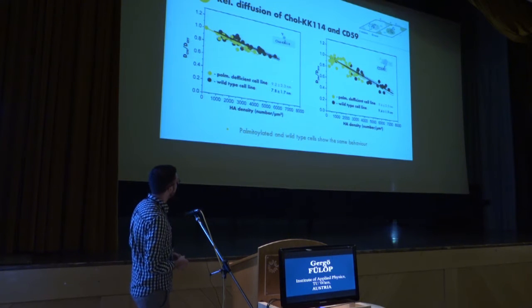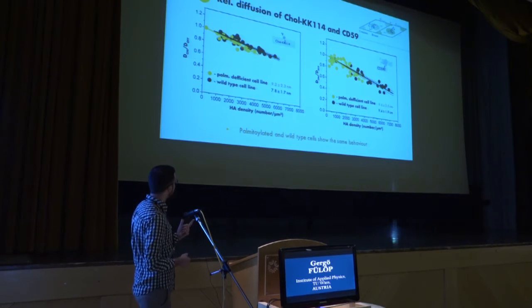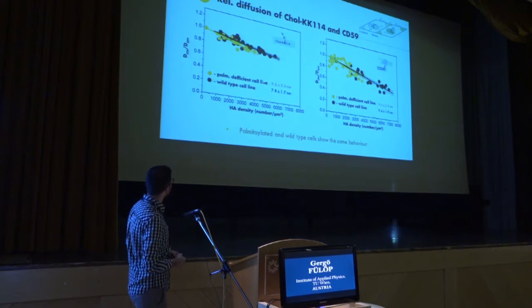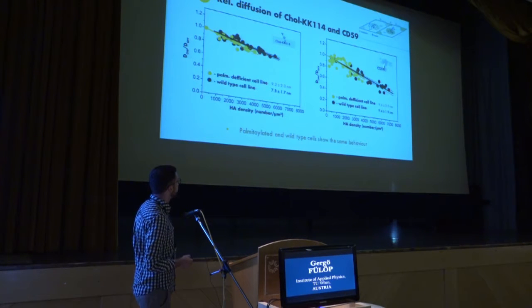Also, I plotted here some numbers for you. So when we calculated the size of the obstacle molecule plus the tracer, for the palmitylation deficient cell line, we got this number, 9.2 nanometer. And for the wild-type cell line, it was 7.8, so it's quite similar. And if you look at the CD59 protein and the obstacle, this number is mostly the same.